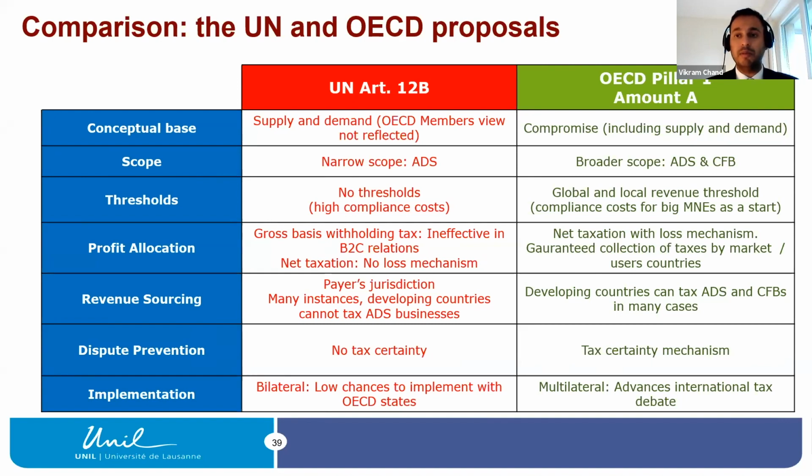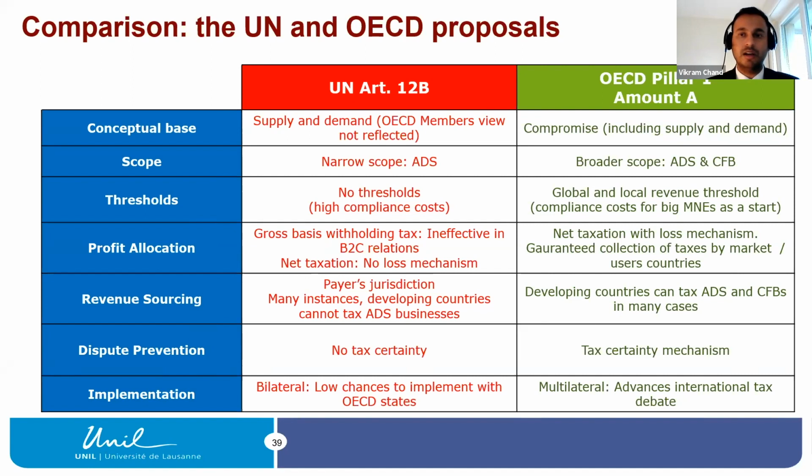And in fact, by being applicable to ADS and CFBs, and then starting with a higher threshold and then phasing down that threshold over a period of time, there would be many more in-scope businesses, which would actually mean more profit allocation to market countries. In terms of thresholds, the UN proposal does not have any thresholds. So even if you have eBay, which makes a $1 sale into a developing country market, eBay will have to start registering in a developing country and start paying taxes even on $1 of income that they make. So there's no threshold that has been suggested in the UN proposal.